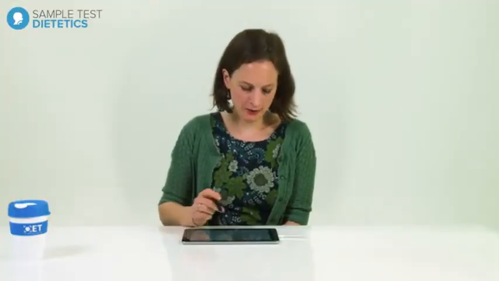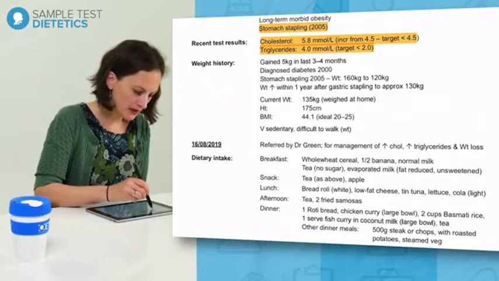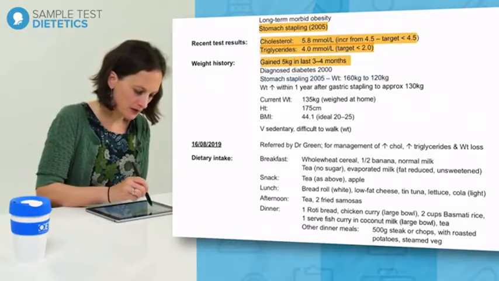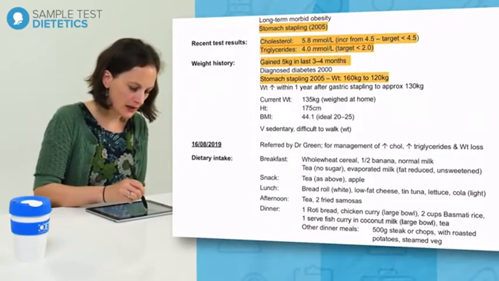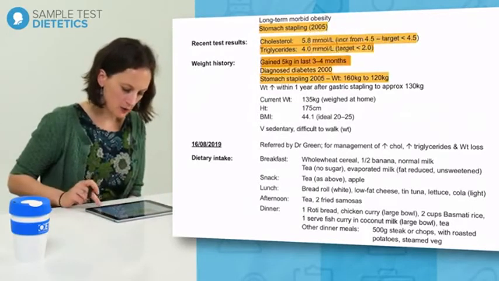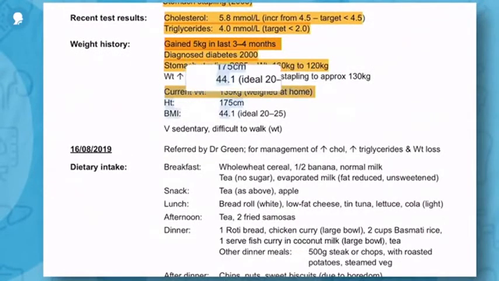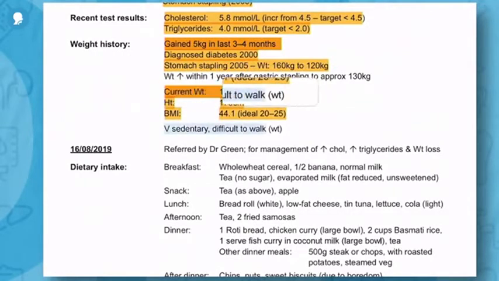His weight history would also provide important background context, especially his recent weight gain, after the stomach stapling in 2005, as well as his diagnosis of diabetes in 2000. His current weight, height, BMI measurements are also important as a point of reference. Finally, I noticed the detail about the sedentary lifestyle and his difficulty walking.